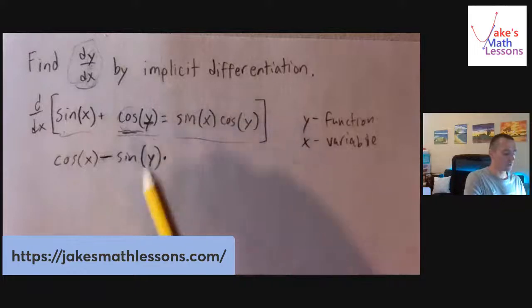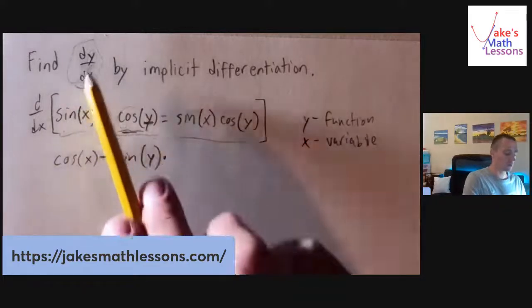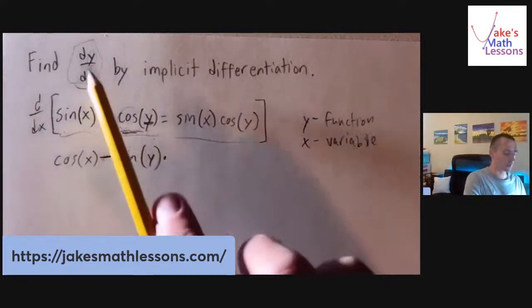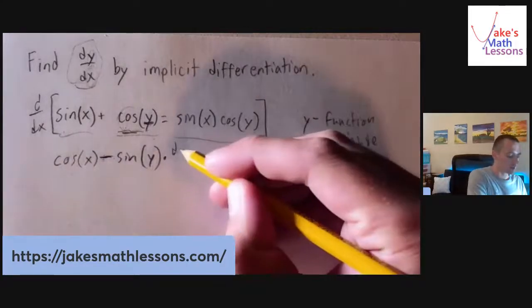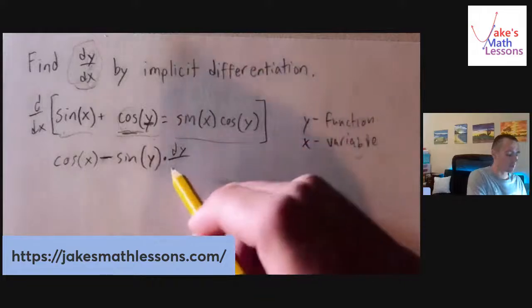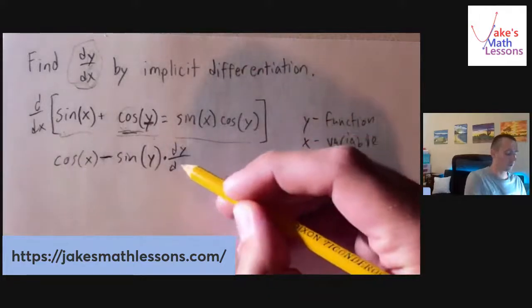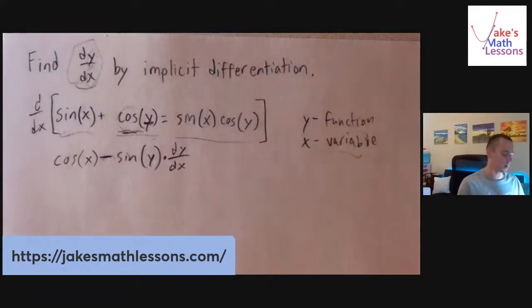So when you're taking the derivative of another letter, which you know to be your function, with respect to a different letter, which you know to be your variable, that's just going to be represented as d of whatever your function is over d of whatever your variable is. In this case, dy over dx.